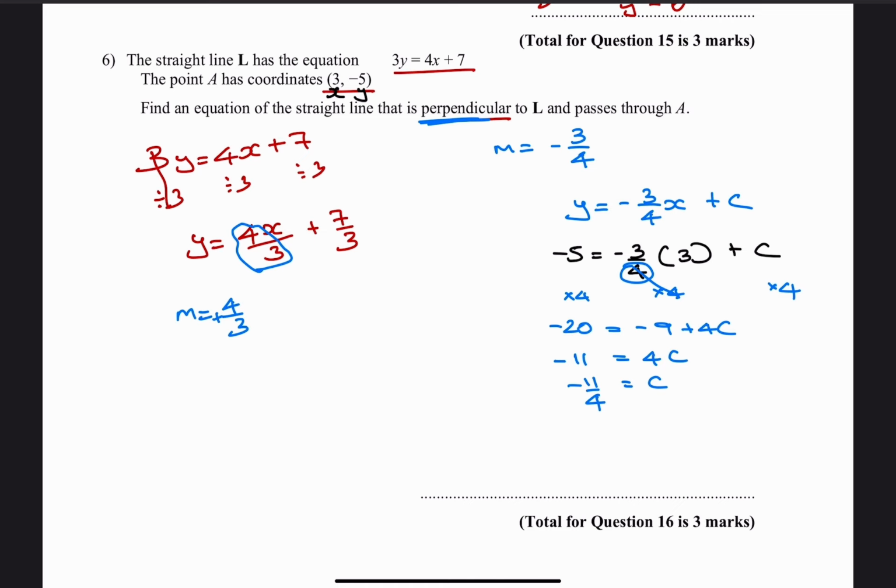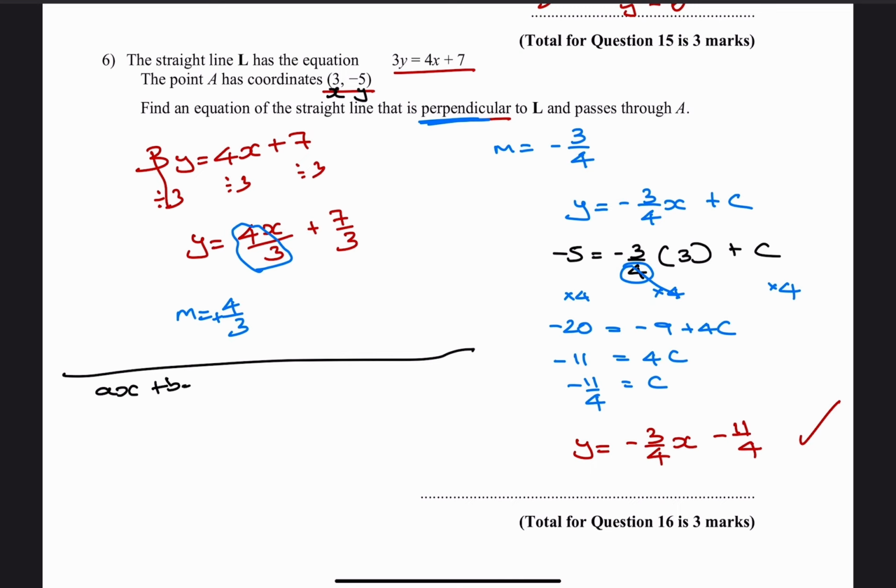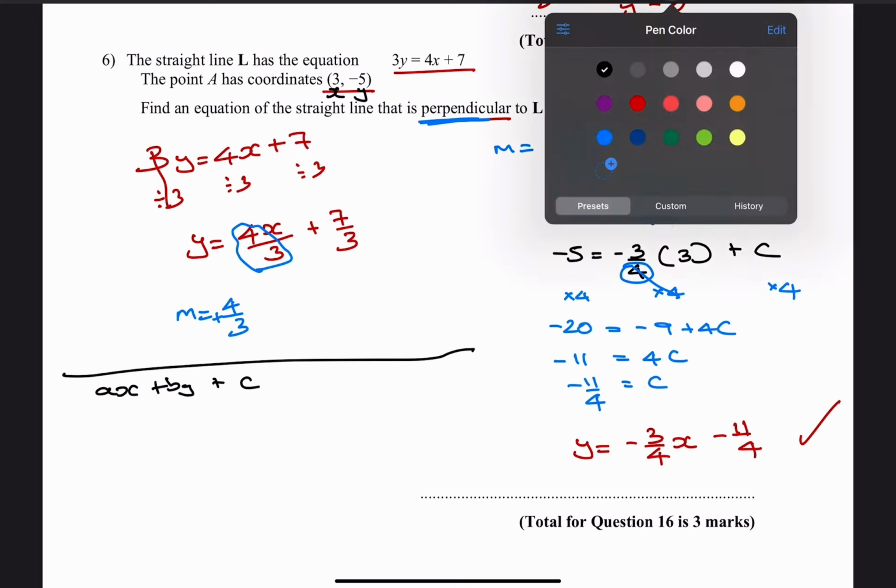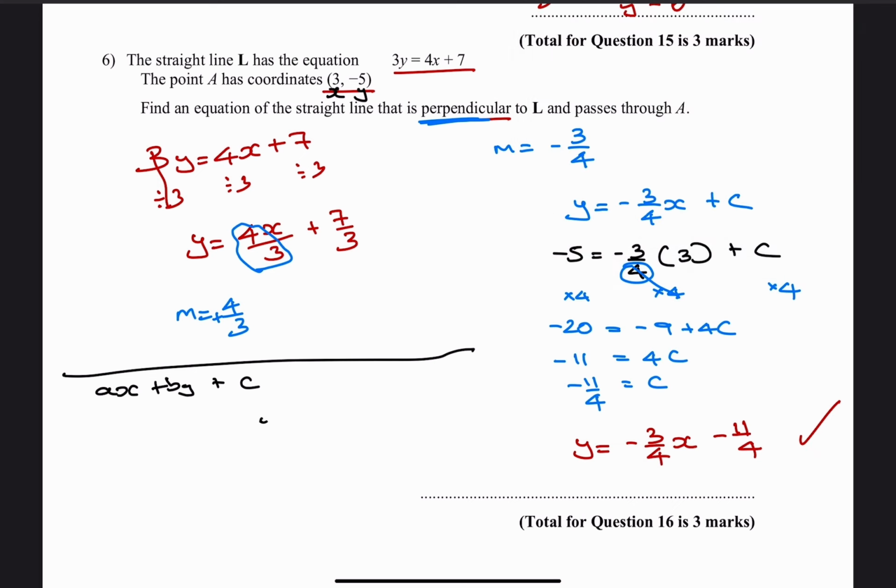So what is my equation? y equals minus 3 over 4 x plus c, but I already know what c is. What is that? Minus 11 over 4. They haven't told you to give it in any form, so this form is very good, so this is fine. However, sometimes in this question they might say to give it in the form ax plus by plus c. If they did say something like that, what do you need to do? You write that equation, which is y equals minus 3 over 4x minus 11 over 4.